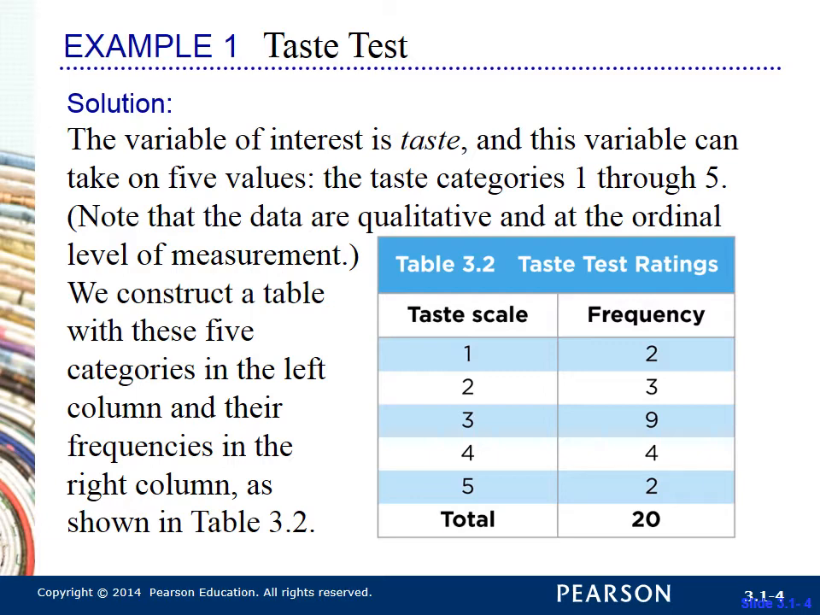My variable taste gives your categories. So I could have had a taste scale of either 1, 2, 3, 4, or 5. And then the second column has the frequency. So when I look at this, I know 2 people said they didn't like it that much. They gave it a taste test scale of 1. 3 people liked it okay, 9 were pretty good, 4 really liked it, and 2 loved it. So that's our rating, and it's beautifully organized.